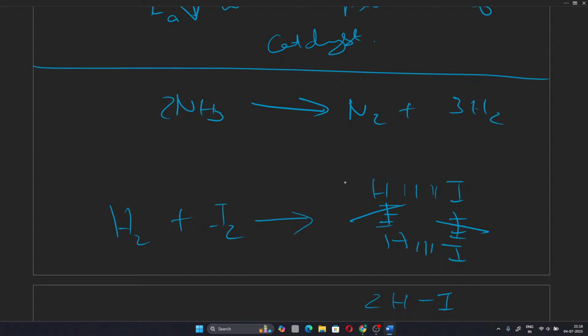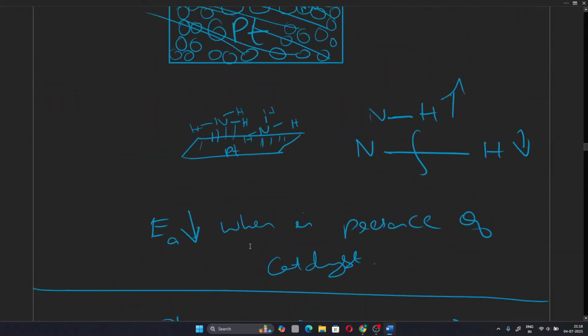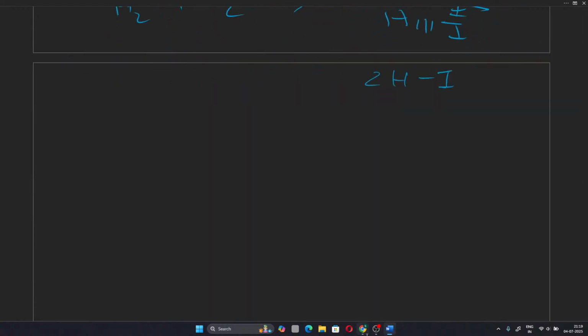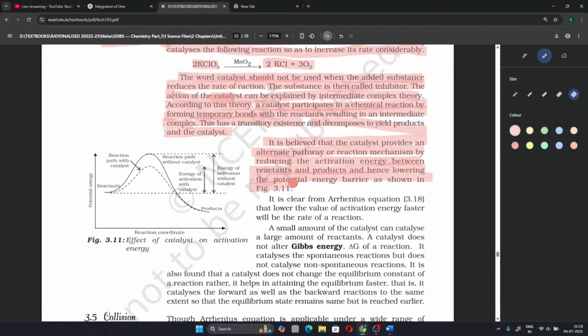But when there is a catalyst present, it is providing a different reaction with much lower activation energy. It is providing a shortcut path which needs less activation energy. That is what is happening. That is what they said here.